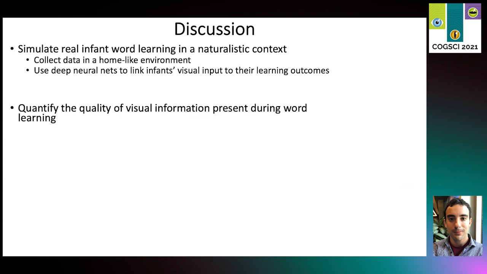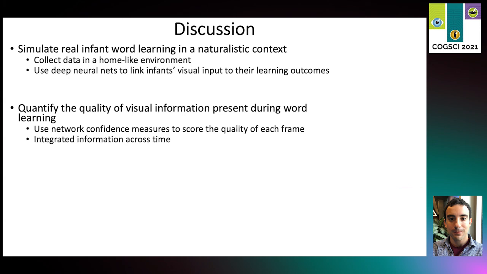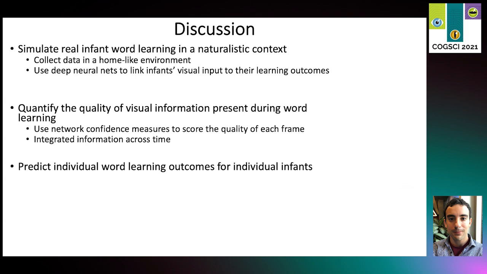We then used this model to quantify the quality of visual information available to infants during word learning. We did this by using the network's confidence values to score each frame in terms of how strongly it was associated with positive learning outcomes. This offered us a measure that integrates infants' sensory experiences across time, tracking the input across the entire play session. Using this measure, we were able to predict individual word learning outcomes for individual infants, which was otherwise not possible using a more basic measure like raw labeling frequency for each object.